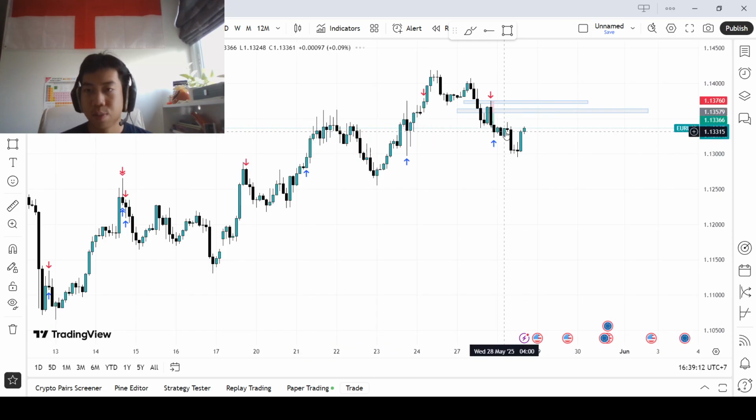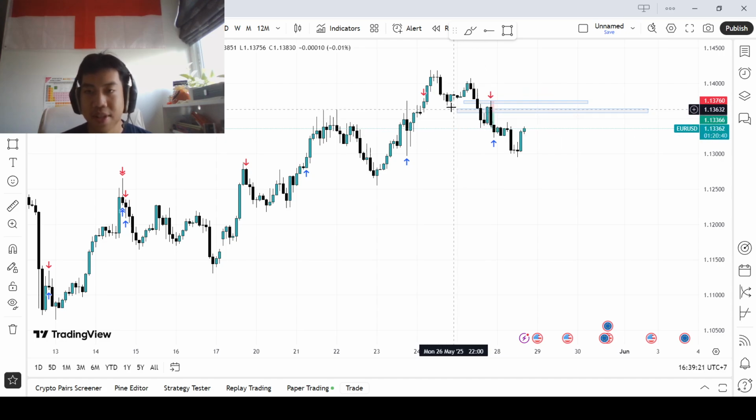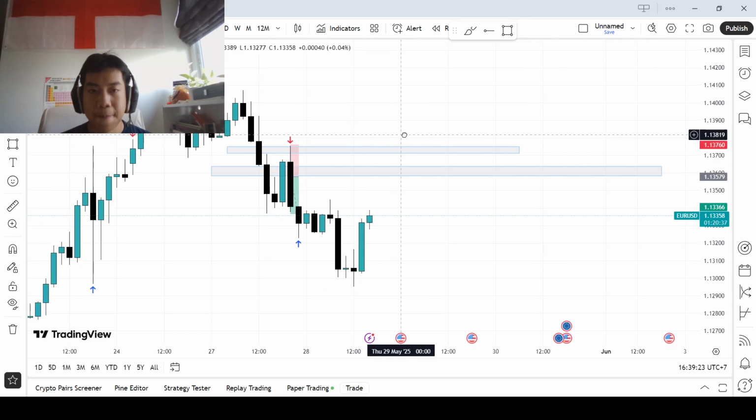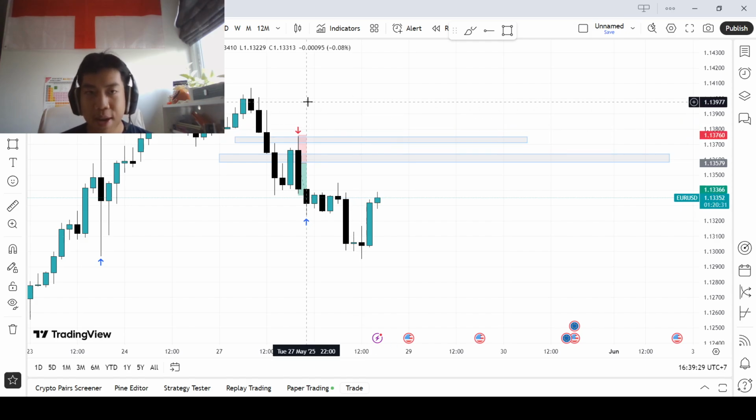So what I did was I marked out high confluence areas where price was likely to draw to. So if we do get a reaction from there, I can enter a short from there, because remember that the daily bias was bearish, so we're looking to enter shorts.